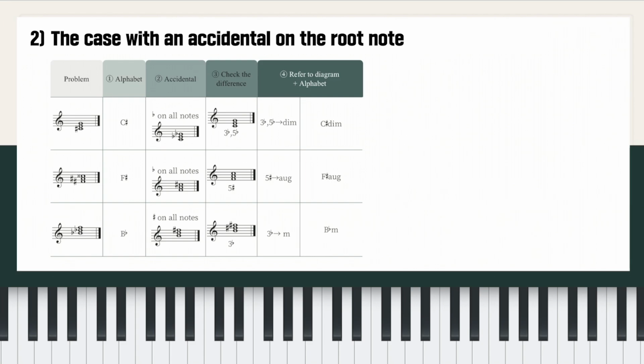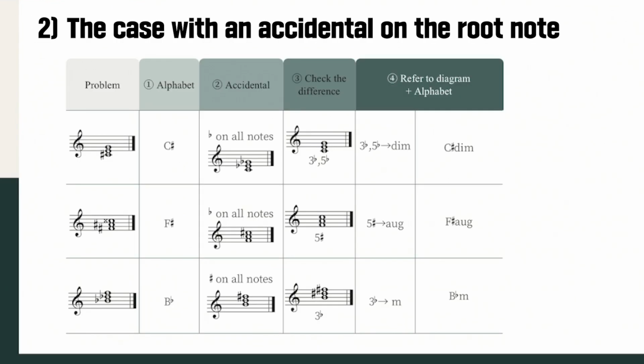The second case is with an accidental on the root note. To find out the chord name from the score, you have some steps. The first is to find out the alphabet note from the root. When you write down the root note, you have to put it with the accidental.